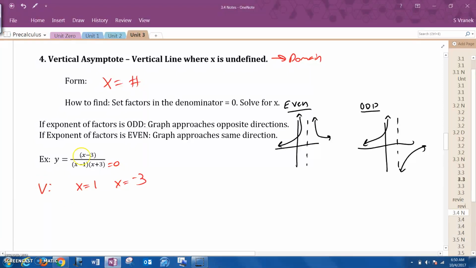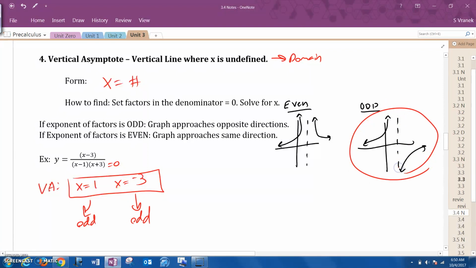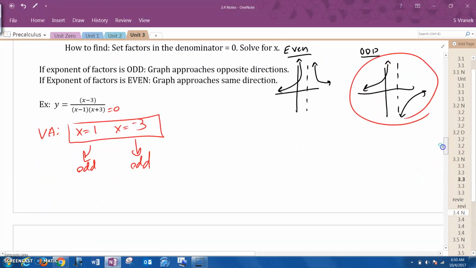Since nothing canceled, these are both my vertical asymptotes. They are both odd, because again, they only are at a power of 1, which means that at the vertical asymptote, it's going to look like that. One way it'll go up to positive infinity, one way it'll go to negative infinity. If it was even, it would look like 1 over x squared, where it would both go in the same direction.